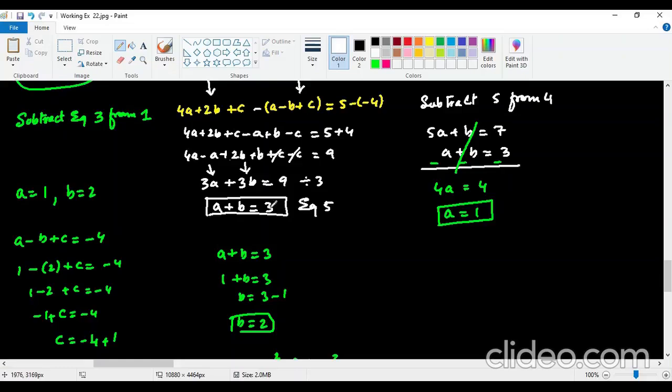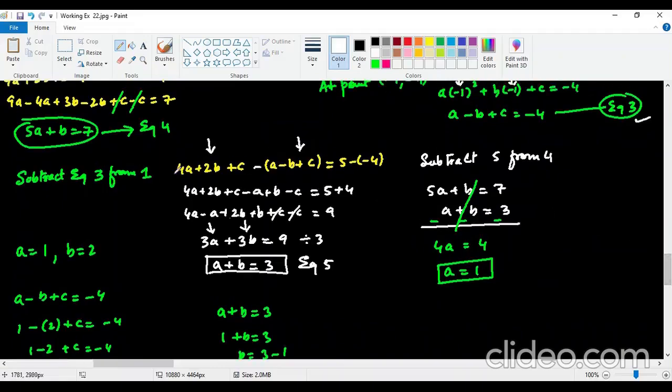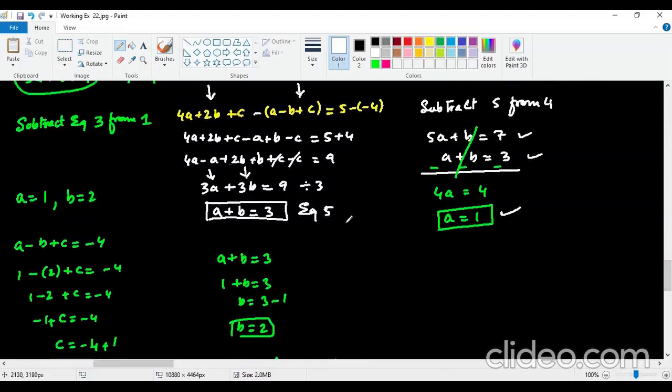Now I know very well that a plus b equals 3 and 5a plus b equals 7, which we have just found out. 5a plus b equals 7 is over here. Now I will subtract these two. The elimination method is used here to find out the value of a, which equals 1. Now I know the value of a equals 1. Now I'll find out the value of b. a plus b equals 3. The value of a is 1, and 1 plus b equals 3. That means the value of b is 2.